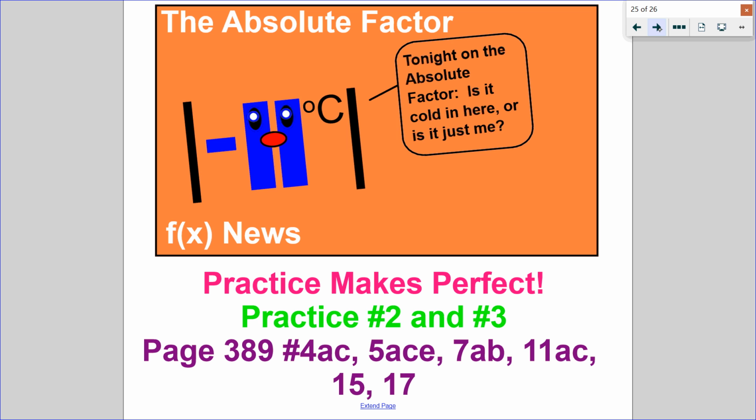Okay, so this little joke here, I actually kind of made it up, so I hope you think it's cute. The absolute value factor. Tonight on the absolute value factor: is it cold in here or is it just me? Because it's absolute value minus 11. Funny? Not? I don't know.